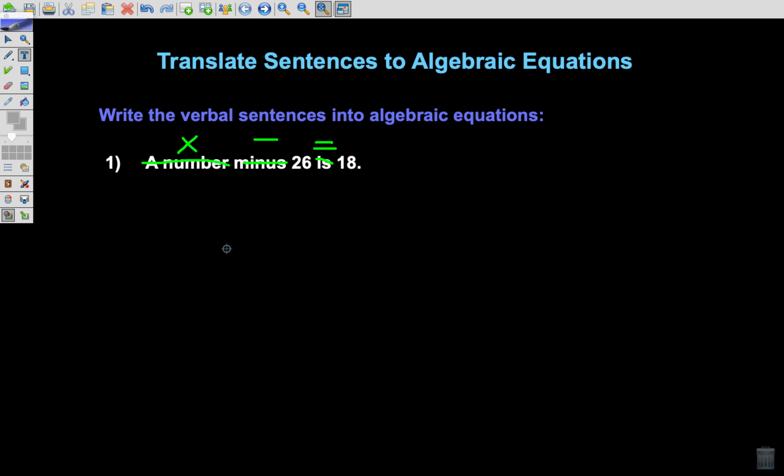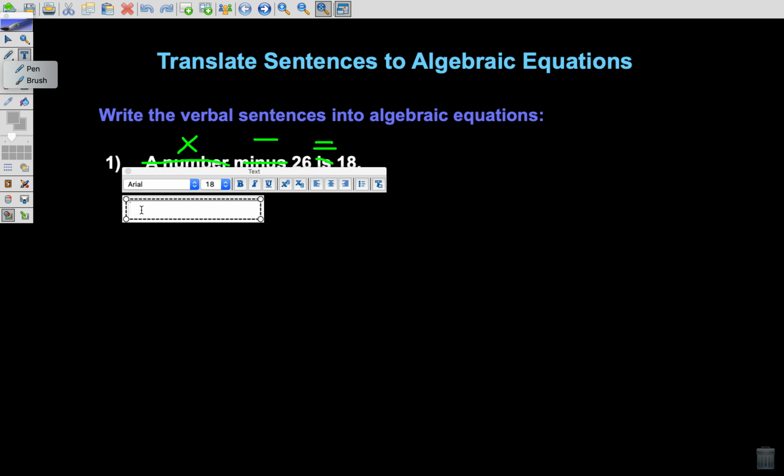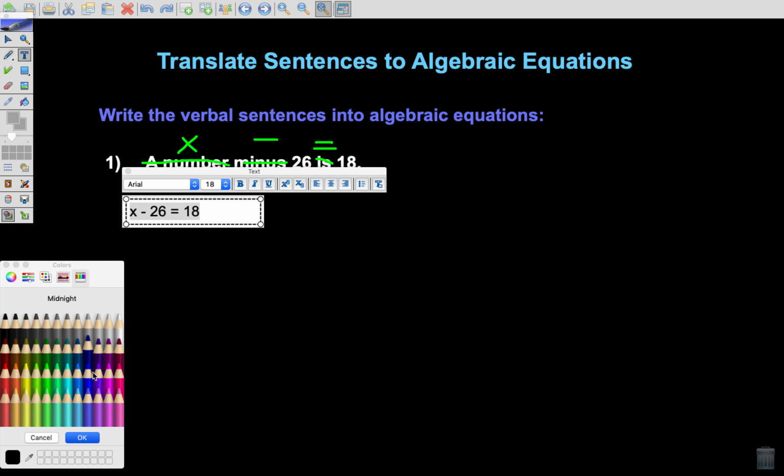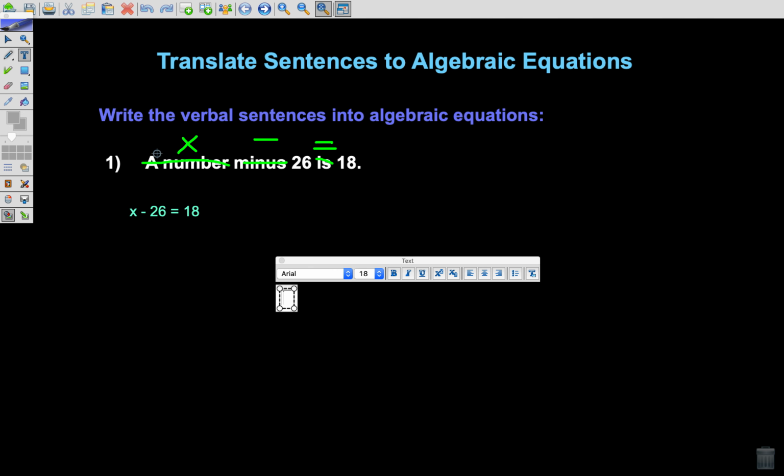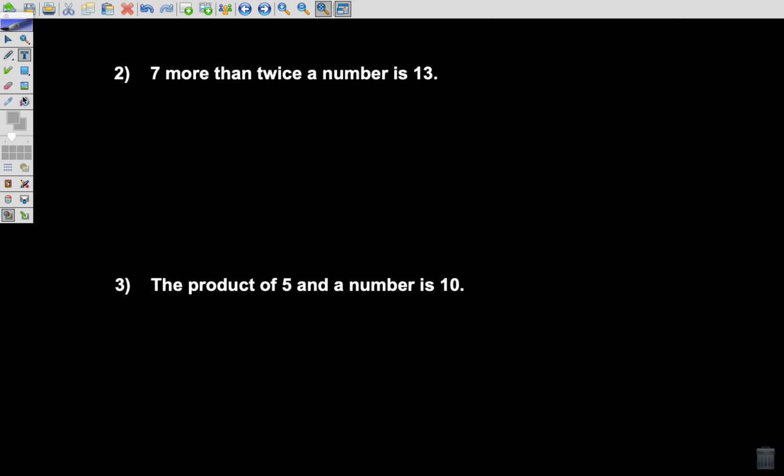Okay, so we type up x minus 26 equals 18. There we go. I'll just change the color here so that it will show up on our display. Okay, so there you have it, and that's an equation. All right, let's go to the next one.